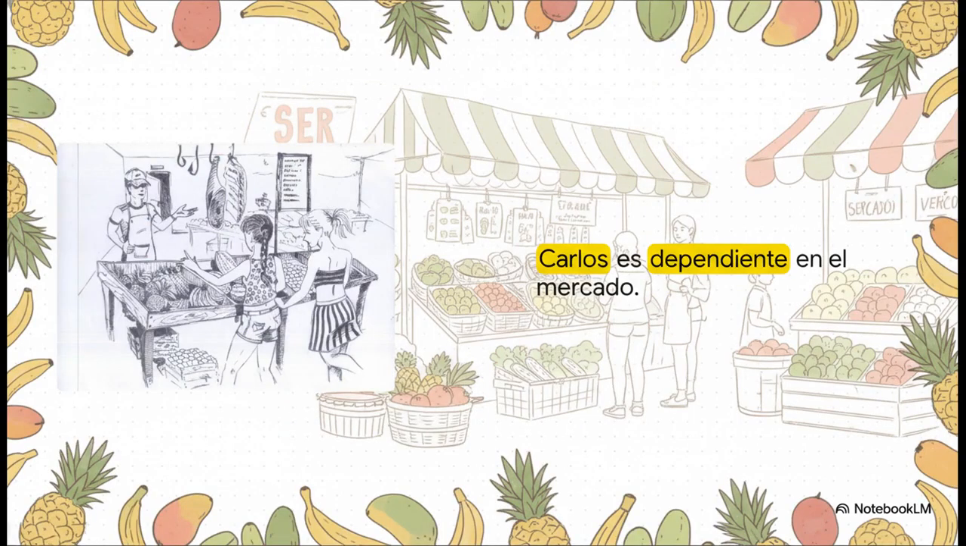Let's see how this builds with another example. Here we are inside the mercado, the market. Notice the guy behind the counter in the apron, just happily serving customers who are buying up pineapples and bananas. Well, this is Carlos. And because Carlos works in the mercado assisting customers, his profession is dependiente, which translates to clerk or shop assistant. The workplace completely dictates the professional title.